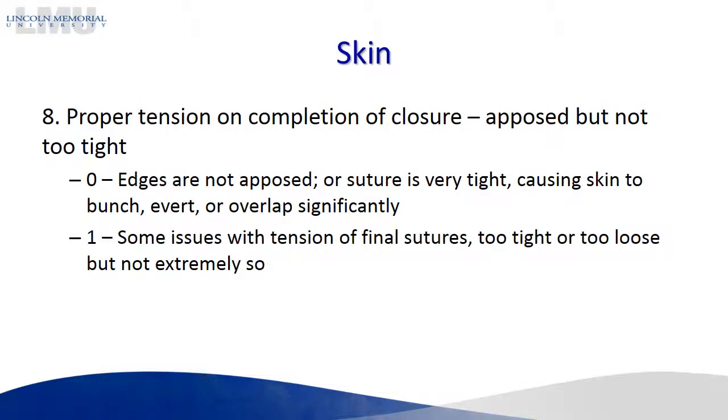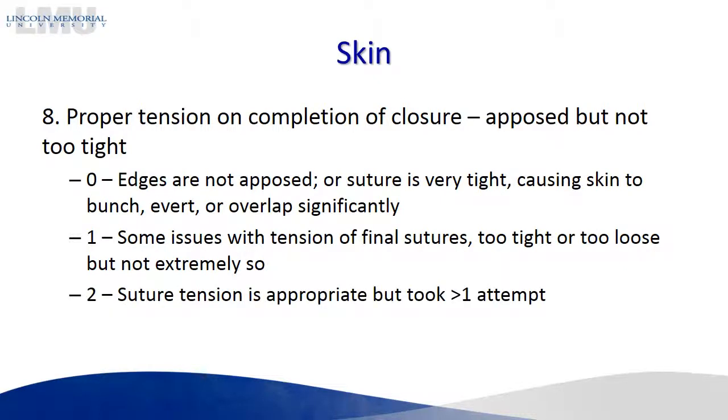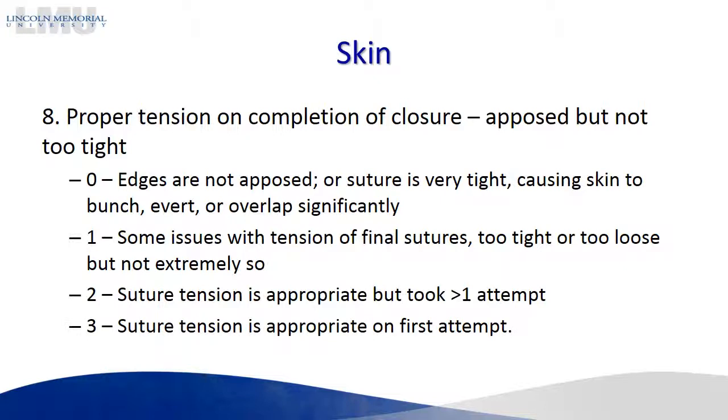A borderline student is still going to have some issues with the tension of the final suture. Maybe they're a little bit too tight or a little bit too loose, but they're not into the extremes that bring this to an unacceptable level. A good student, the suture tension is appropriate, but maybe they took more than one attempt in placing it. So they placed an initial suture, it was either too loose, it was too tight, they cut it out, they replaced it, that's going to be a 2. And a 3 is that the suture tension is appropriate on the first attempt the student places the pattern.